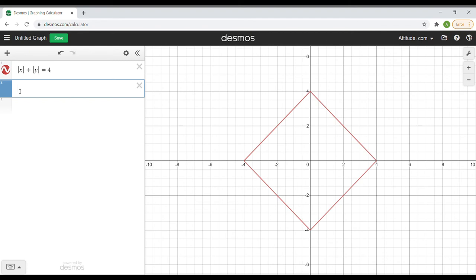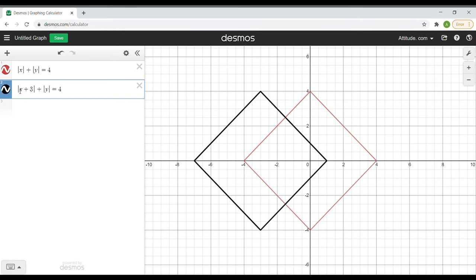Let us see modulus of x plus 3 plus modulus of y. Have you observed the difference? There is no change in the area. However, the graph just shifted to the left side. We just added some value to the x. What happens if we add to y? If we add to y, do you think there will be any change in the area of the graph? No, there won't be any change, but there will be a shift.